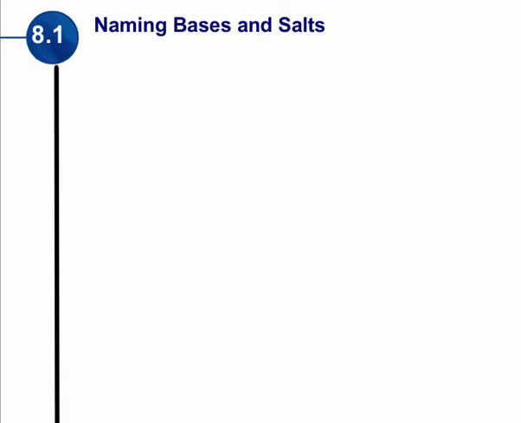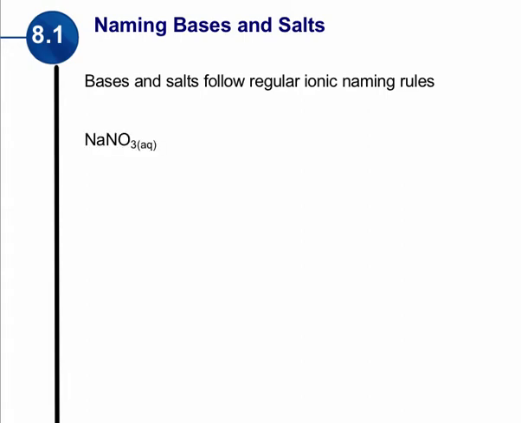We also have naming conventions for bases and salts. The good part about this is that the naming rules do not change. Bases and salts follow the same naming rules as we've done before. It's just using the ionic names. The difference between a base and a salt and a compound, though, is having that AQ.